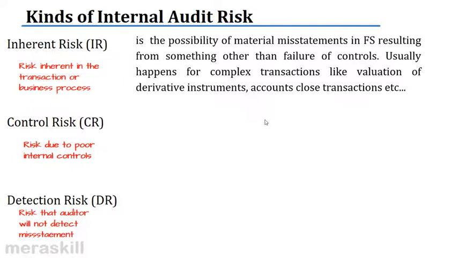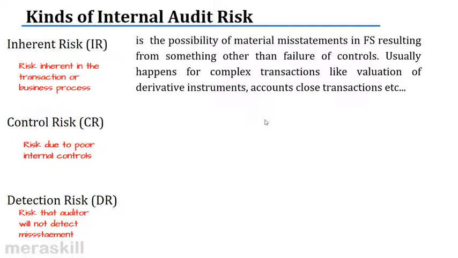Inherent risk is the possibility of material misstatements in financial statements from something other than failure of controls. We are not talking of controls. This risk is inherent in the particular system. It just exists. Maybe because of the complexity of the transactions. Maybe it is valuation of derivative instruments. Maybe during account close times, people have to work under so much pressure, with so many different kinds of transactions, that errors may come. So it is the process. There is a chance of error because of the particular process.